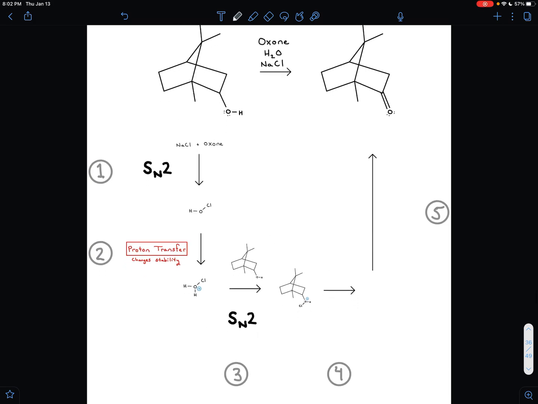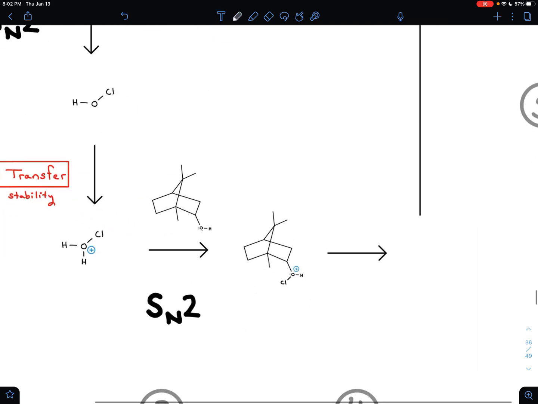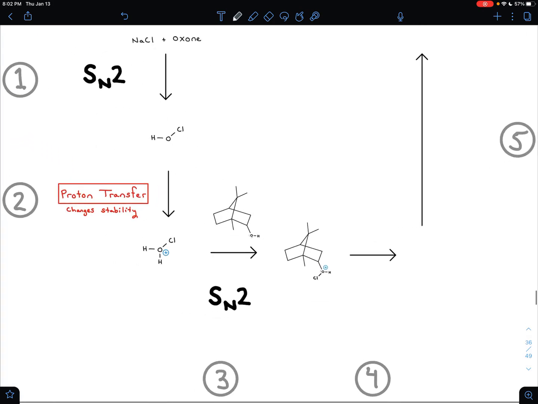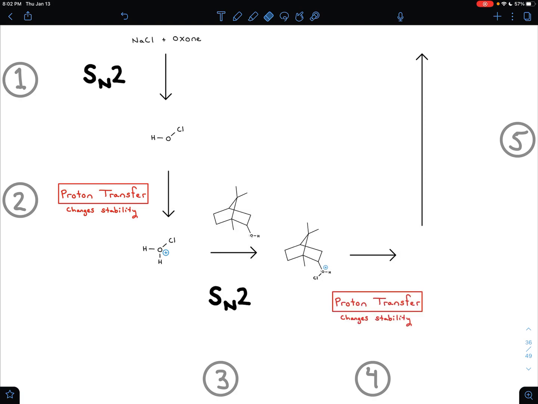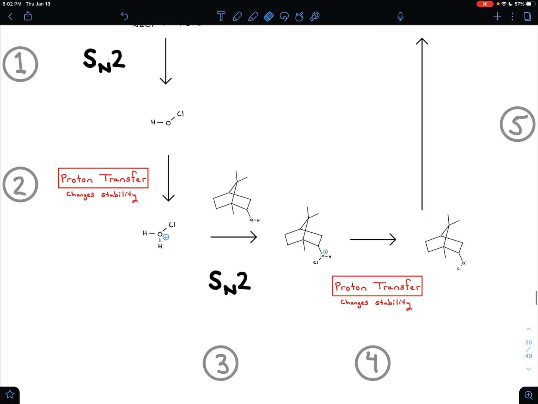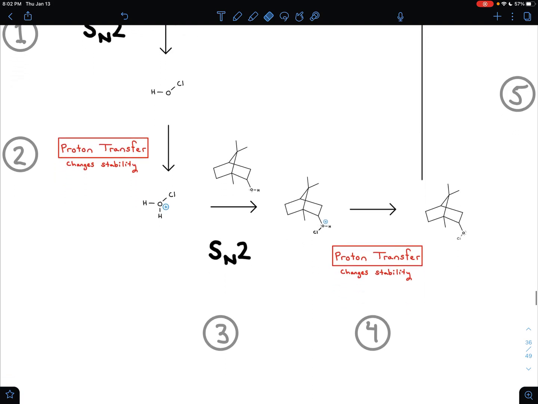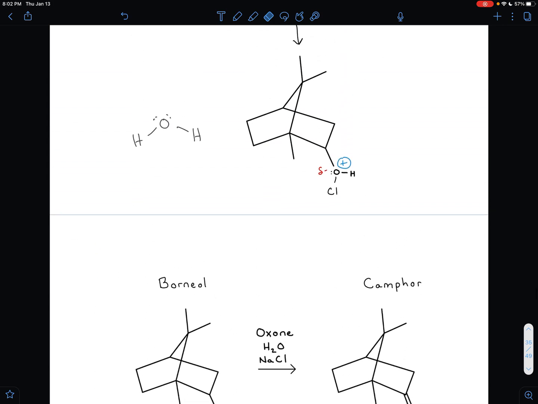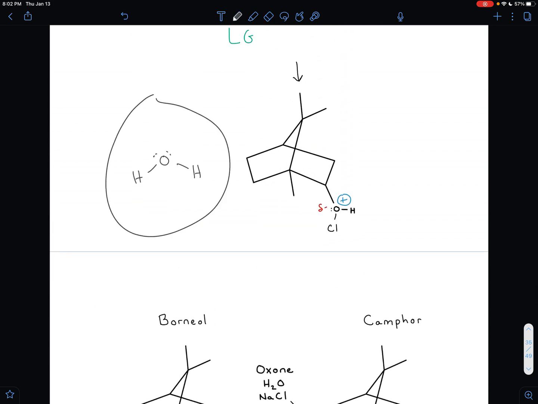The fourth step is another proton transfer. If you look at this, this is unstable. That positive charge there is telling you that the molecule is unstable. So we want to stabilize it. We're going to stabilize it by doing a proton transfer, and that will take that positive charge off with the hydrogen that we transfer. So we're going to use the water that we made in the previous step.